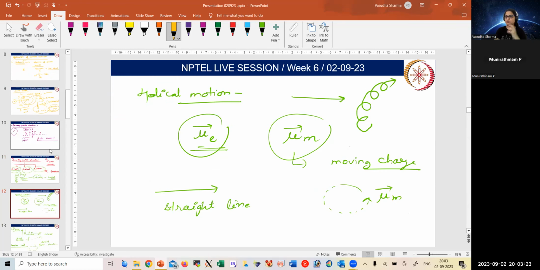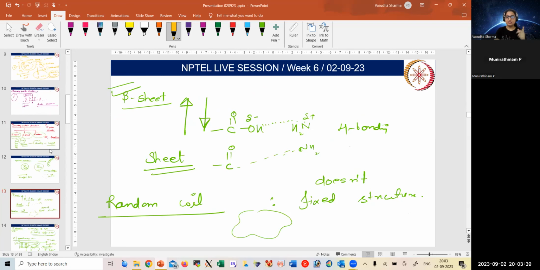Then I asked about helical motion, where we explained the mu E and mu M vectors, where mu E gives you a straight line motion and mu M gives you a circular motion. So we have to move ahead, but in a circular manner. That will give you a helical motion, and whenever there is a helical motion, that creates chirality. Then we saw the beta sheet, and in the helix, we saw the C terminal and N terminal having peptide linkages, which create a dipole moment.